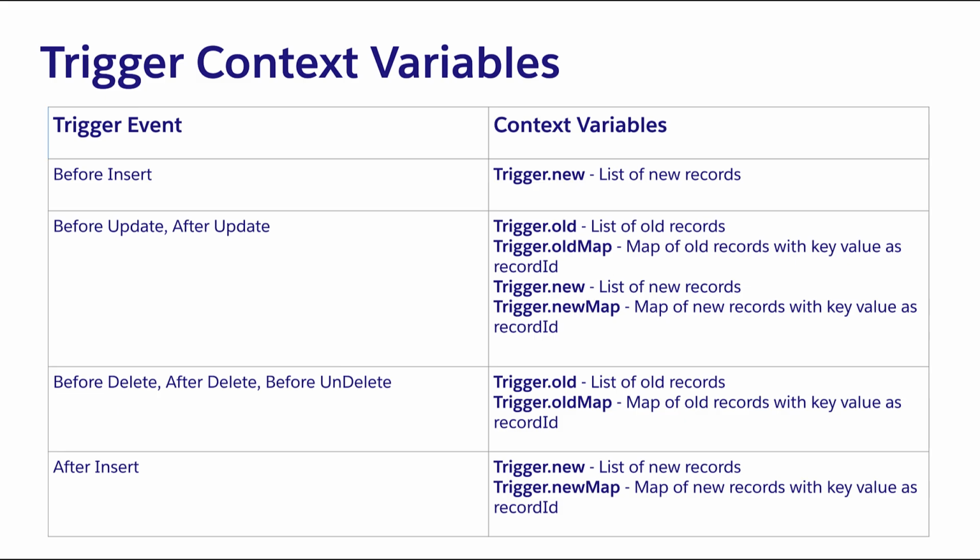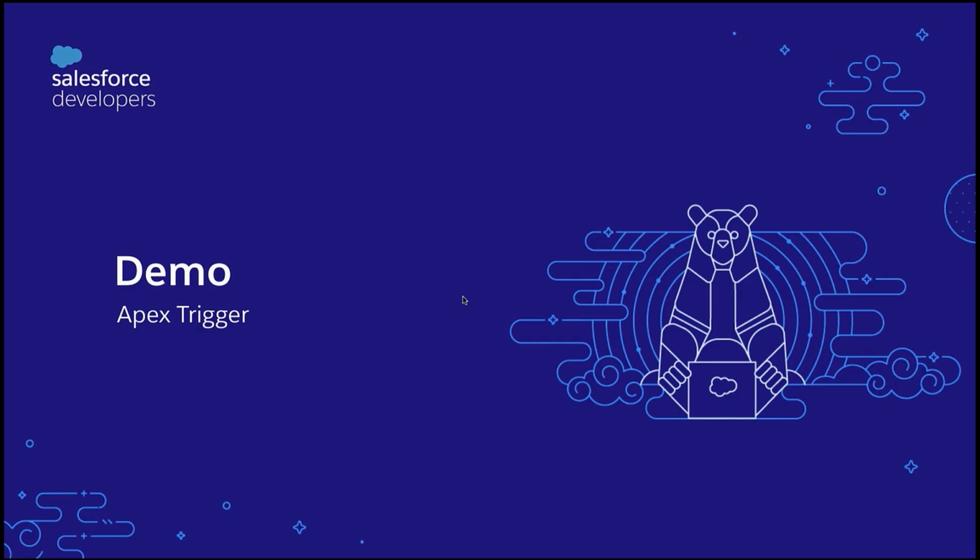Triggers have context variables. Context variables provide access to old and new values, as a list with trigger.old and trigger.new, or as a map with trigger.oldMap and trigger.newMap. We will see all of these practices in action in the upcoming demo. Let's see a demo of an Apex trigger in action. We'll see how to write an Apex trigger.